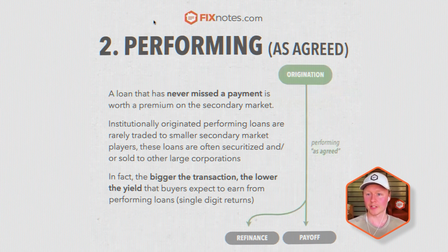So then the performing side. Now in this business, reperforming loans are when a loan has gone into default and back on track, but a performing loan, it's paying as agreed. And from origination to refinance or payoff, it just happens per the terms of the original contract that was signed. It's interesting in this space, these loans are traded on the secondary market, but they're traded in massive volume, often securitized. And the bigger the transaction, the lower the yield.